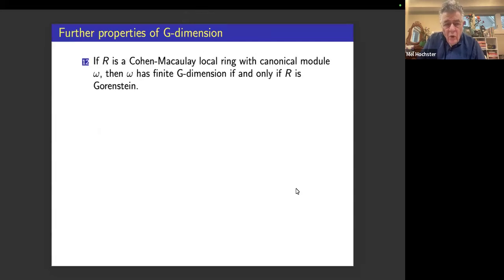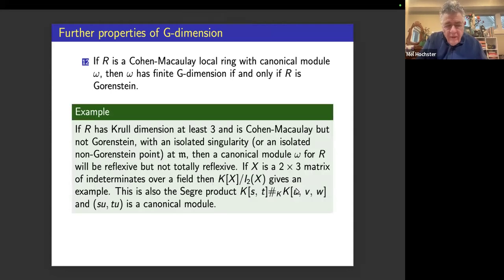Okay. So if R is Cohen-Macaulay with canonical module omega, then omega has finite G dimension if and only if R is Gorenstein. So this is, I think, an interesting example. Suppose that R has Krull dimension at least 3 and is Cohen-Macaulay but not Gorenstein. And suppose it has either an isolated singularity or just an isolated non-Gorenstein point. So the only prime where you localize and it's not Gorenstein is the maximal ideal, m. Then the canonical module will be reflexive because you can test that in codimension 2.